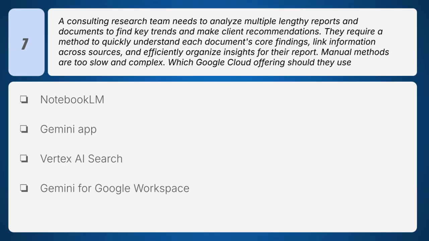A consulting research team needs to analyze multiple lengthy reports and documents to find key trends and make client recommendations. They require a method to quickly understand each document's core findings, link information across sources, and efficiently organize insights for their report. Manual methods are too slow and complex. Which Google Cloud offering should they use? A. Notebook LM. B. Gemini app. C. Vertex AI Search. D. Gemini for Google Workspace.